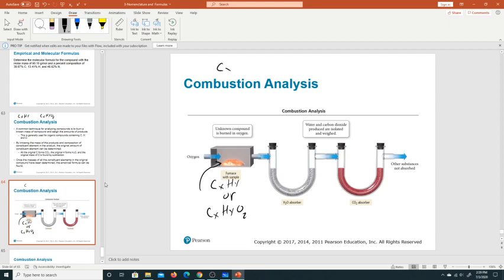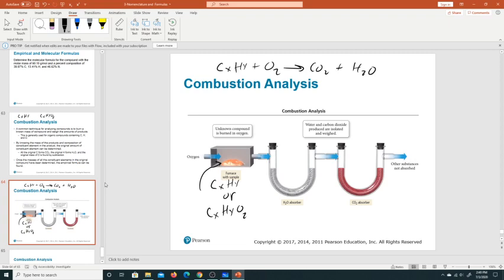So it's CxHy plus O2, that's what we're adding. That's always going to make CO2 plus H2O. So we have these two scrubbers essentially, these absorbers, where one absorbs water and the other absorbs carbon dioxide. And any other products that could get formed, maybe carbon monoxide or anything else, would also just escape.